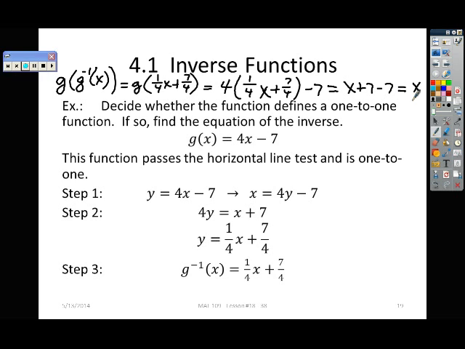So g of g inverse equals x. Therefore, these are inverses of one another. That's the requirement, is that if you do the composition, you get x as a result.